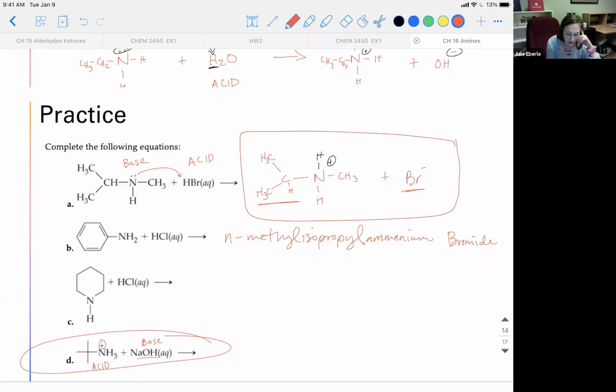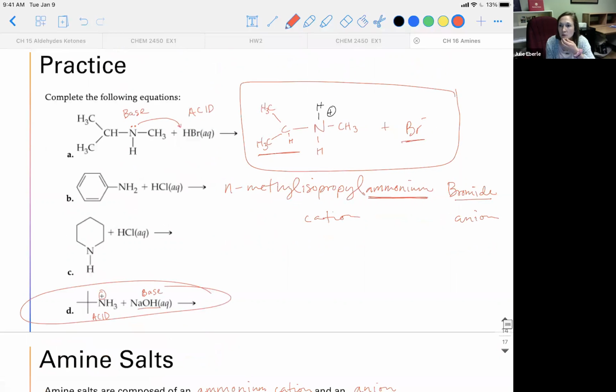Okay, so if it is an ammonium salt, instead of a name ending as an amine, you put the name ending ammonium to indicate there's the plus charge, and then you name the anion. So this is the cation, and this was the anion. Okay, that's how you name ammonium salts. The reason we call them salts is it's what we call a lot of ionic compounds, cation and anion.